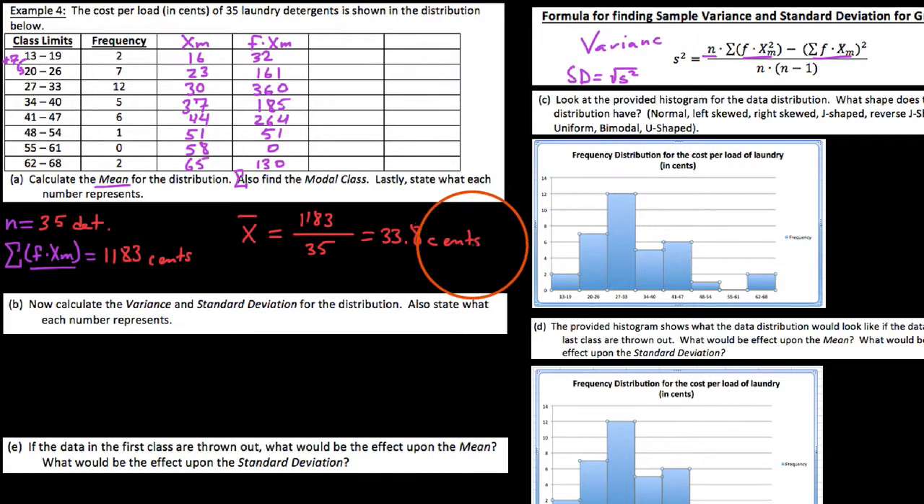I'm not going to write the symbol for cents, but basically we can say that the average load costs, given this distribution here, about 33.8 cents. And that makes sense, no pun intended, but 33.8 cents would be somewhere around these two classes-ish here. And you can see that we were really heavy with data in this middle portion right here, where it's kind of sparse as you move away from the average. So the average is located towards the center.